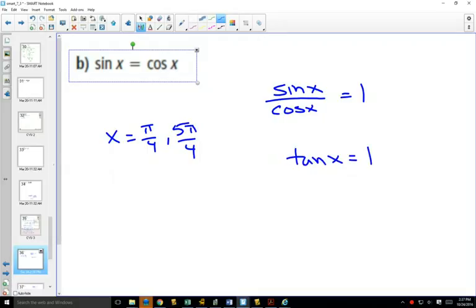equals 1, is that on our pi plate? Yes. What family? Pi over 4. What quadrants? Quadrant 1 and quadrant 3. And you would get those two answers again. So those are two different ways that you could solve that one.